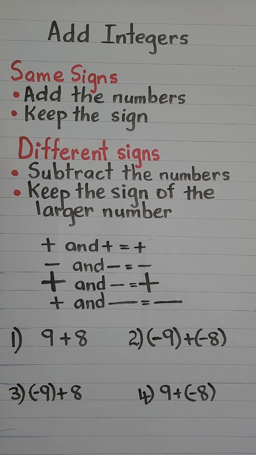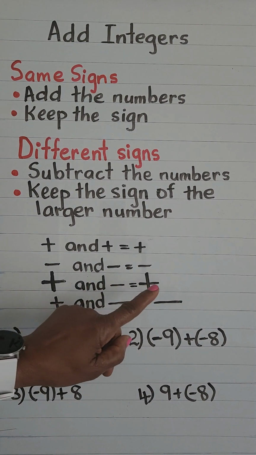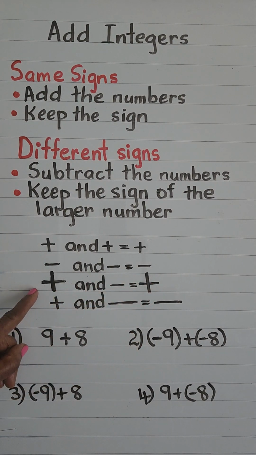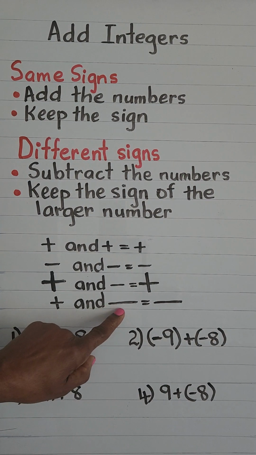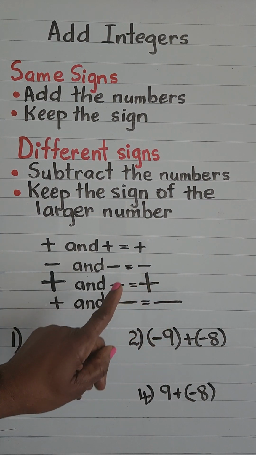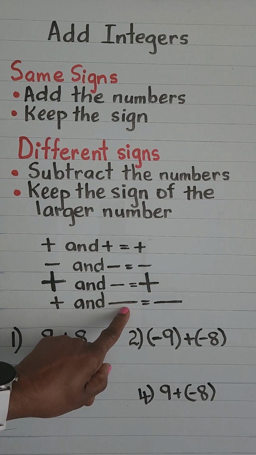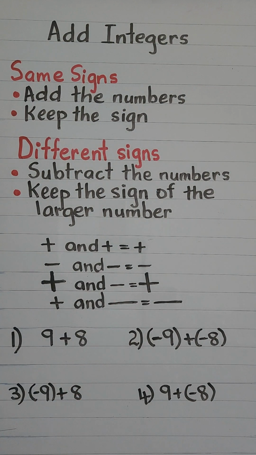However, if the signs are different, we subtract the numbers and keep the sign of the larger number. So a positive and a negative is equal to a positive if the larger number is positive. A positive and a negative will give you a negative if the larger number is negative. So let's go into practice.